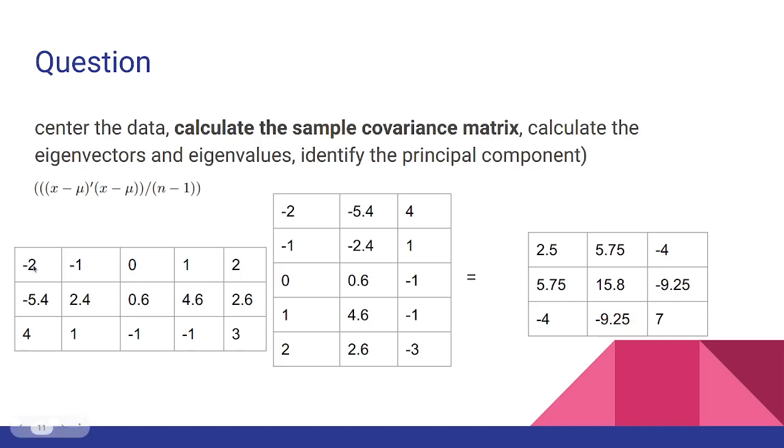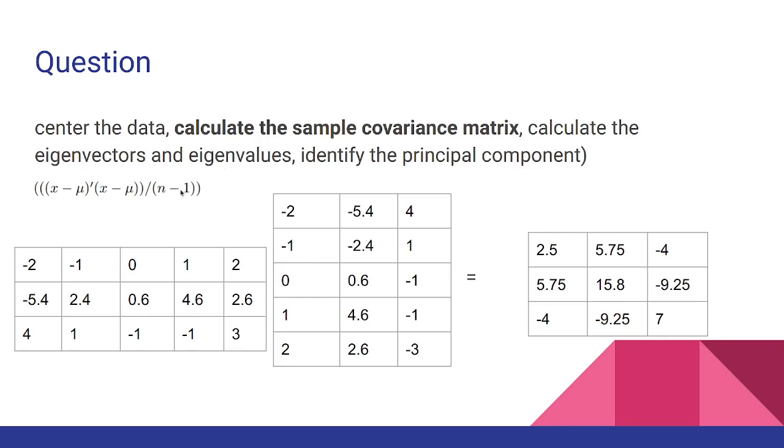So matrix multiplication: if we do minus 2 into minus 2 is 4, minus 1 is 1, so 4 plus 1 is 5, then 5 plus 0 into 0 is 0, 1 into 1 is 1, so 5 plus 1 is 6, and 2 into 2 is 4, so 6 plus 4 is 10. So for this one we are getting the value 10.